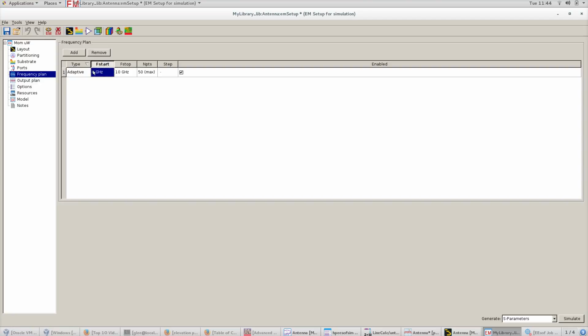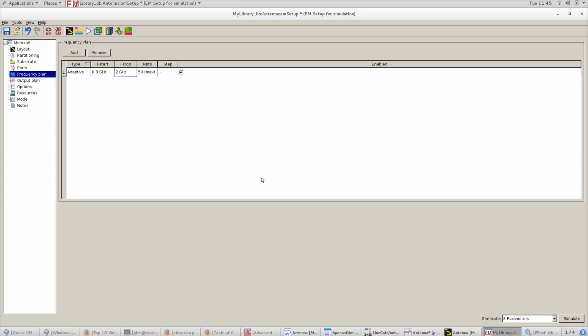My frequency plan, I now have to set this up, so I want to go to the same values that I did before, 0.8 to 2 gigahertz. I'm just going to leave it with 50 points. This is actually an adaptive sweep. So what it does is it finds the correct points and then maps an interpolation between data points to give you a fast model.